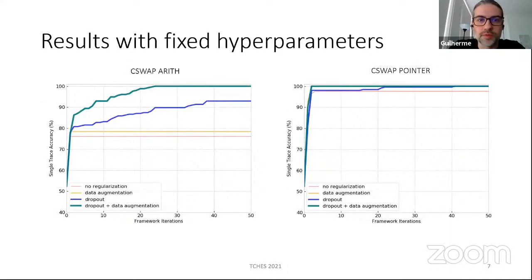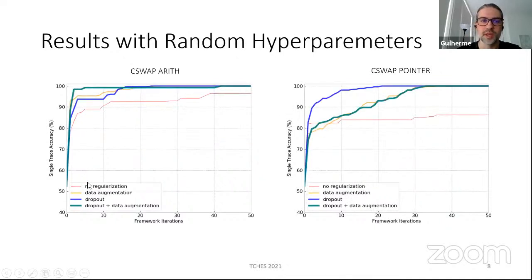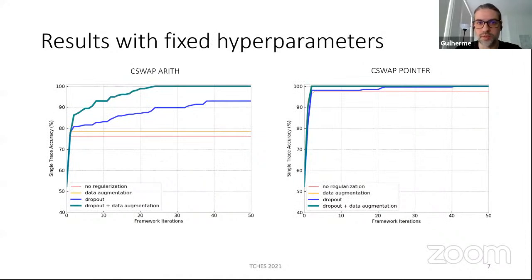Here, just to summarize some of the results, you can see that during the framework iterations, we start with a very low accuracy, around 52%, and gradually increase the accuracy of a single trace. Let's say this single trace accuracy means the best accuracy out of 50 scalar multiplication traces. Then we can see that in situations where we have regularization, especially in the second data set on the right, it converges very fast to 100%.